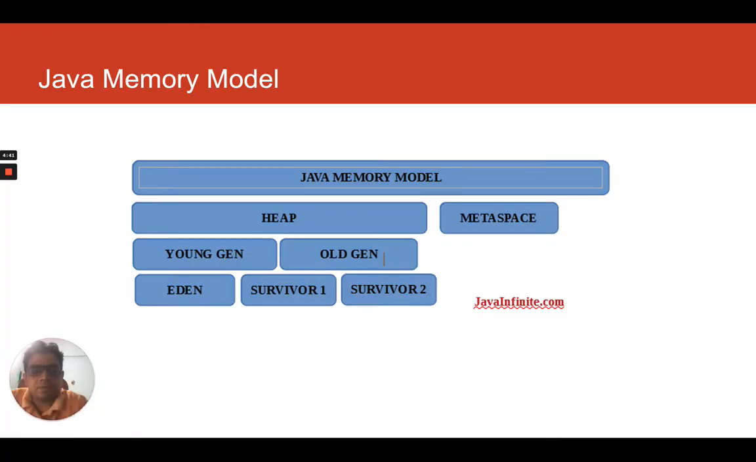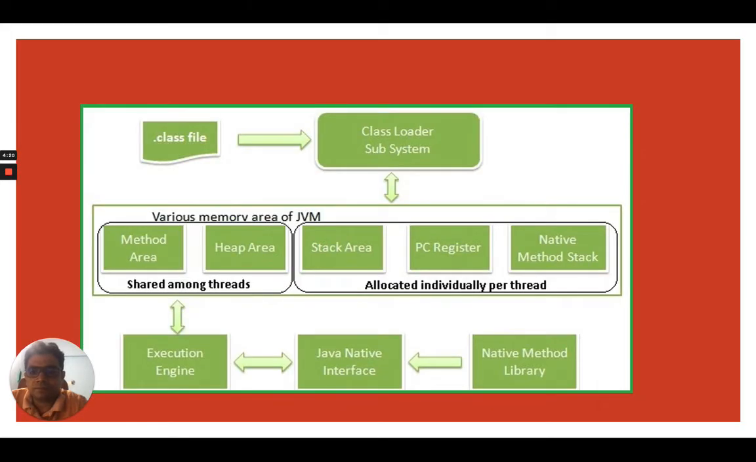So Java memory is typically divided into two parts at a higher level, heap and metaspace. Heap consists of young generation and old generation, and the young generation is later divided into Eden, survivor 1 and survivor 2. We'll go into detail on these parts. Now, metaspace was introduced in Java 8. Previously it was PermGen space, till Java 7.